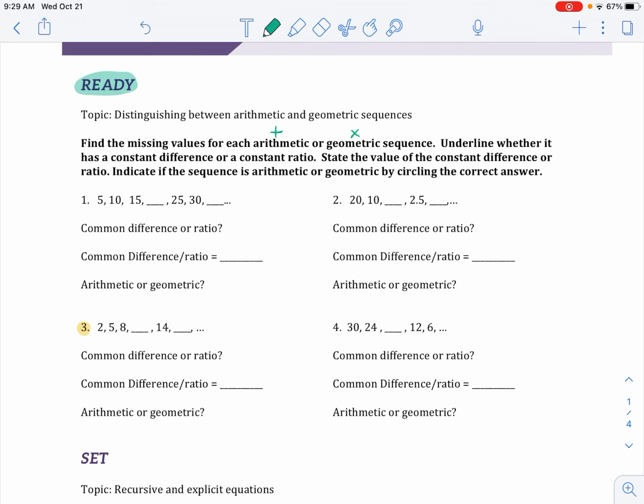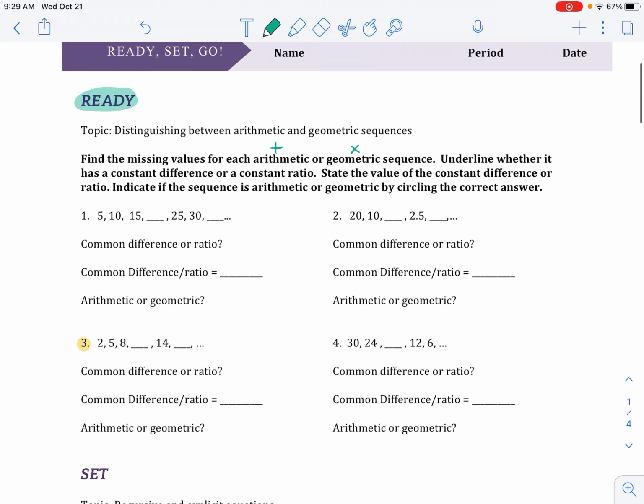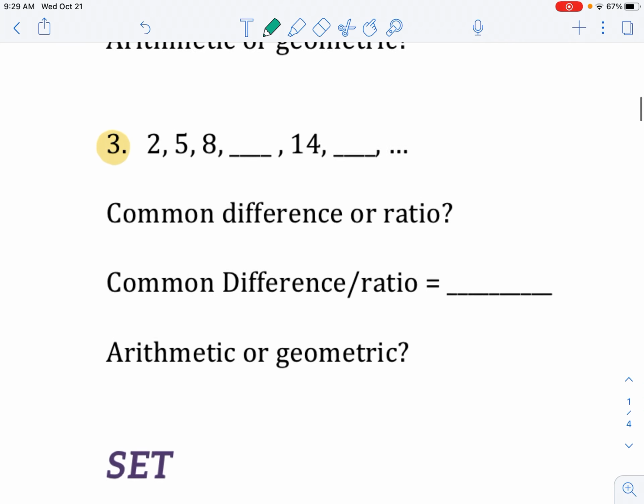Underline whether it has a constant difference or a constant ratio. So constant difference, that's arithmetic, and constant ratio is geometric. State the value of the constant difference or ratio. Indicate if the sequence is arithmetic or geometric by circling the correct answer. So we're going to start off by looking at number 3.